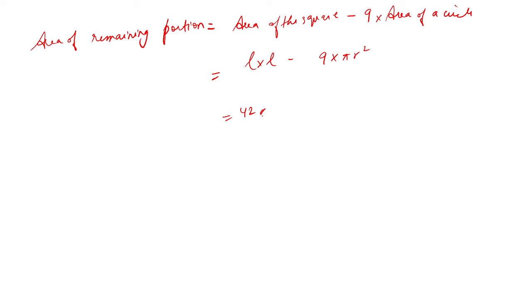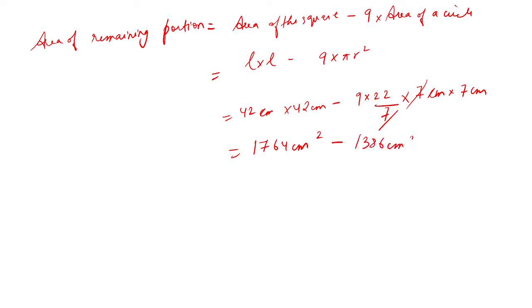The length is 42 centimeter. Yes, 42 centimeter into 42 centimeter minus 9 into 22 by 7. The radius is given as 7 centimeter into 7 centimeter. So you cancel this, 7 and 7. 42 into 42 is 1764 centimeters square minus 154. 154 into 9 is 1386 centimeters square. So this is going to be equal to 378 centimeters square.